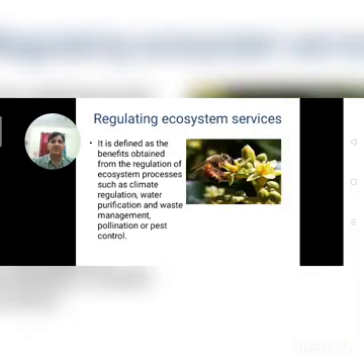Then regulating services, again very important. These are defined as the benefits obtained from the regulation of ecosystem processes such as climate regulation, water purification, waste management, pollination or pest control. So all the processes being regulated in nature come under regulating services.